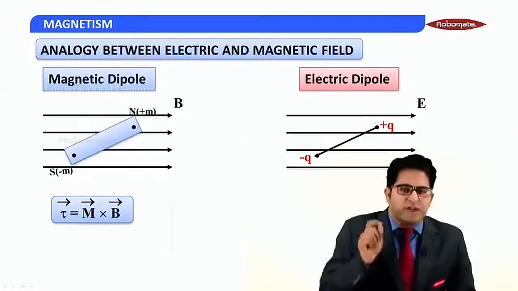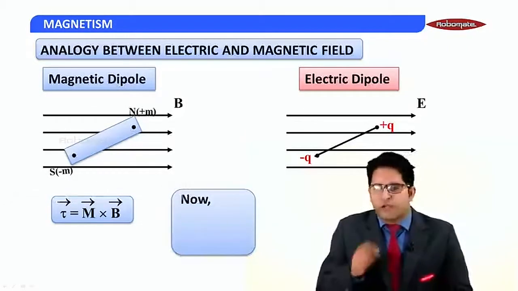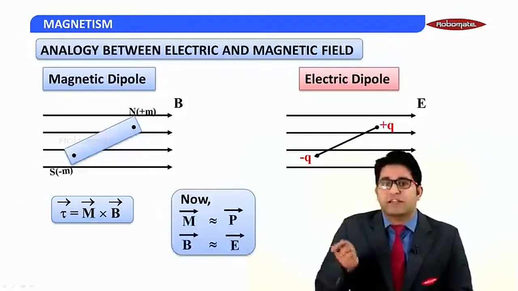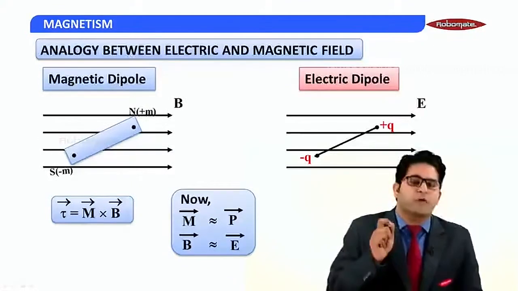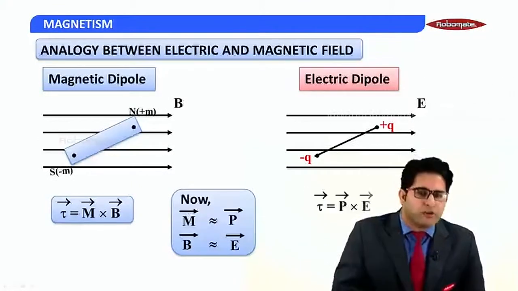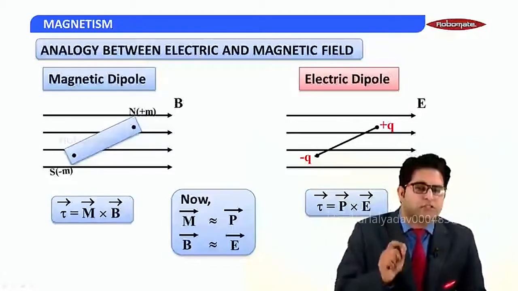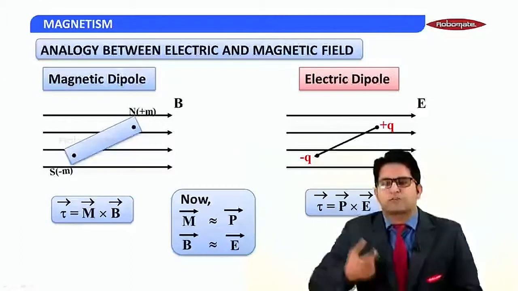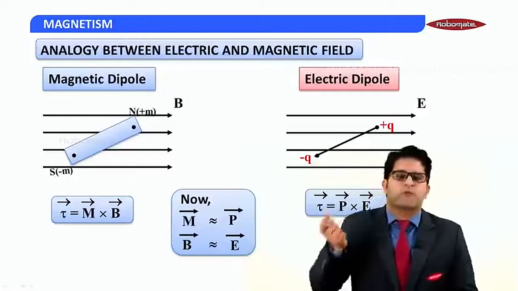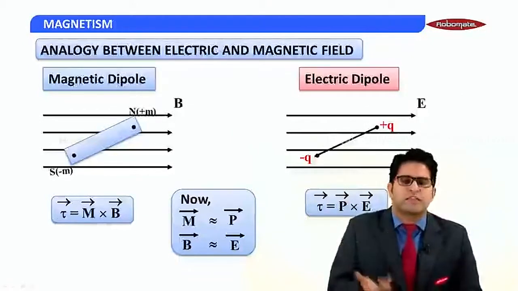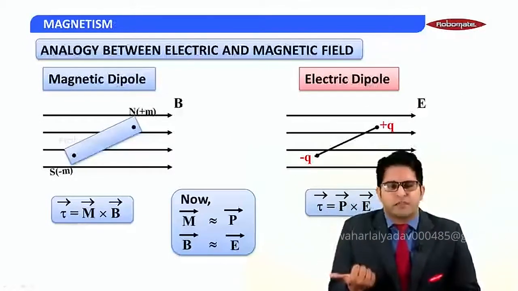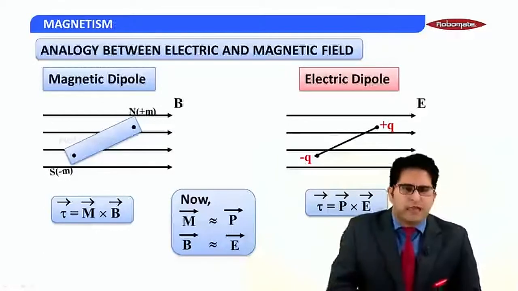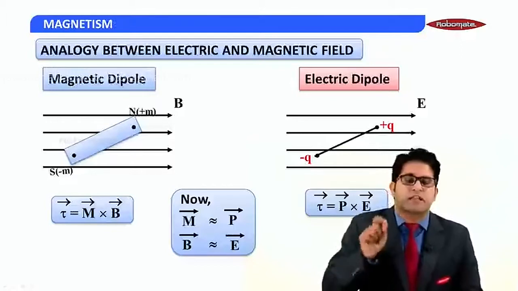We know that vector m is analogous to vector p, and at the same time vector B is analogous to what? Vector E. So the formula for the electric dipole will become tau equal to vector p cross vector E. This is how, by using the analogy, we can convert the formulas of the magnetic dipole to the formulas of the electric dipole. The only thing we need to remember is that vector B is analogous to vector E, mu naught is analogous to 1 upon epsilon naught, and vector p is analogous to vector m.